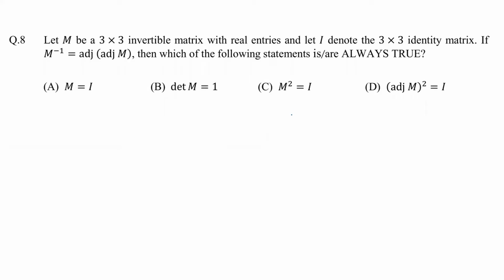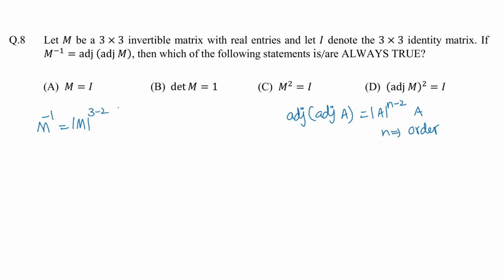So the first property that you should know here to solve this one is adjoint of any matrix A is actually going to be equal to det A raised to n minus 2 into A, where n is going to be the order of the matrix, right? So that is the first property that we should know here, because from here we can write the given M inverse as adjoint of M. So using this property we can write this as det M raised to 3 minus 2, because the order of the matrix is 3 by 3, times M. So we got M inverse is going to be equal to mod M into M. Okay, so this is one property that we got here.